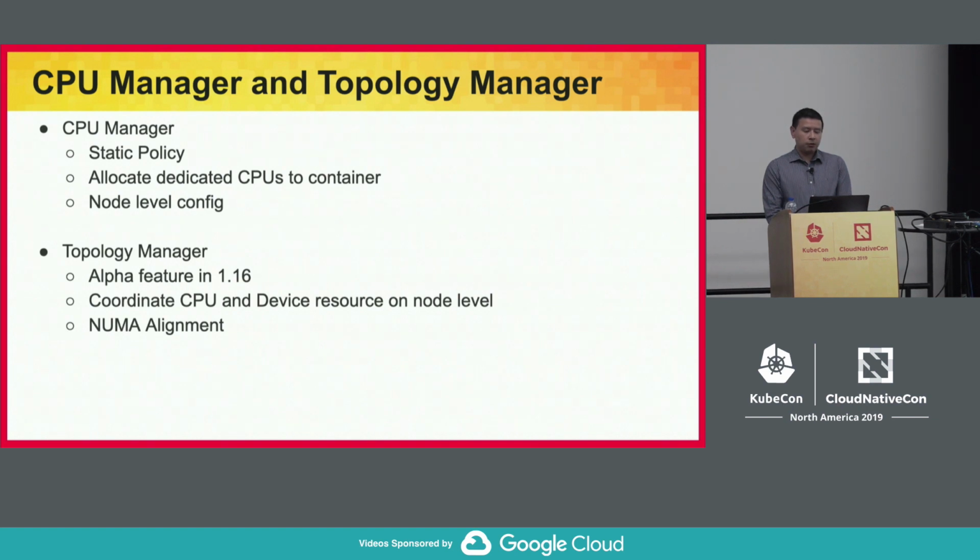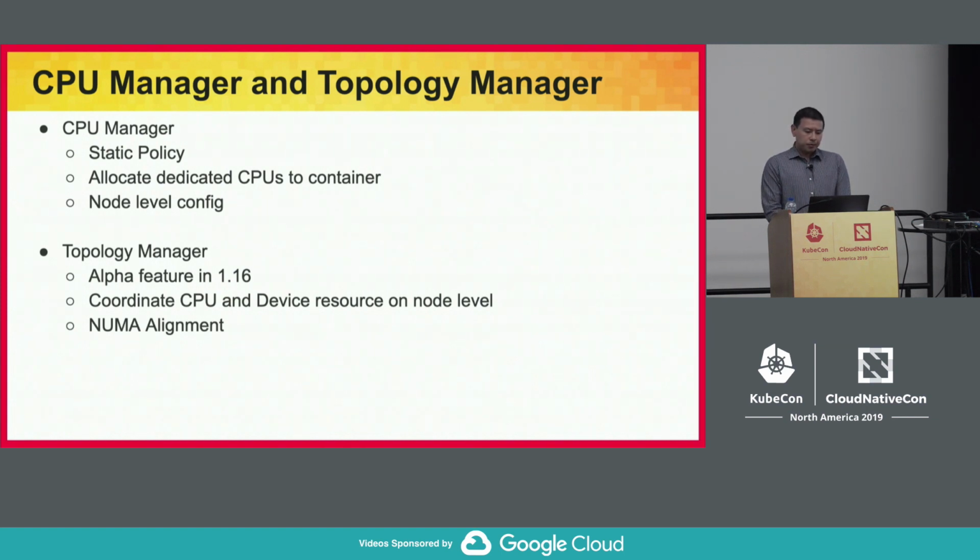It does require a static policy to be set. By default in Kubernetes it's non-policy, so everything is shared. But it is possible to turn on the static policy on a per node basis to allow dedicated CPUs to be allocated. Now, Topology Manager was introduced in 1.16 as an alpha feature. It is still alpha in 1.17, but we are working on getting it more mature. Topology Manager's purpose is to coordinate CPU and device NUMA alignment. At least that's one of its purposes.